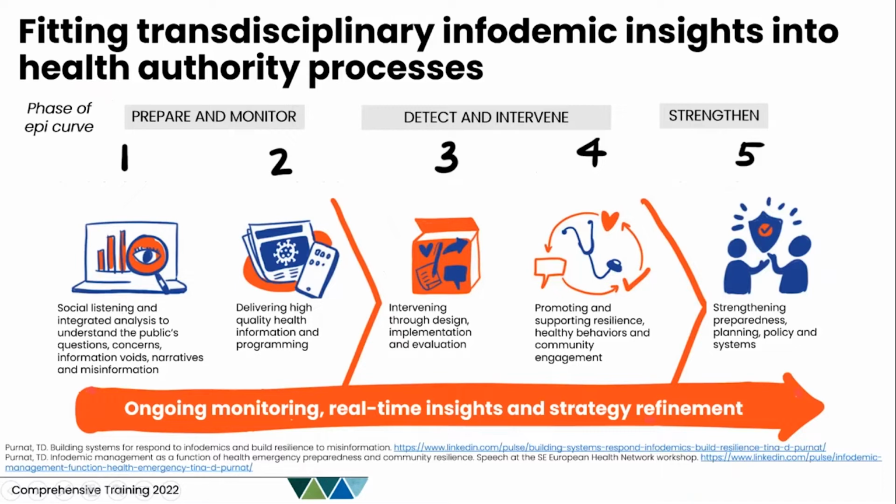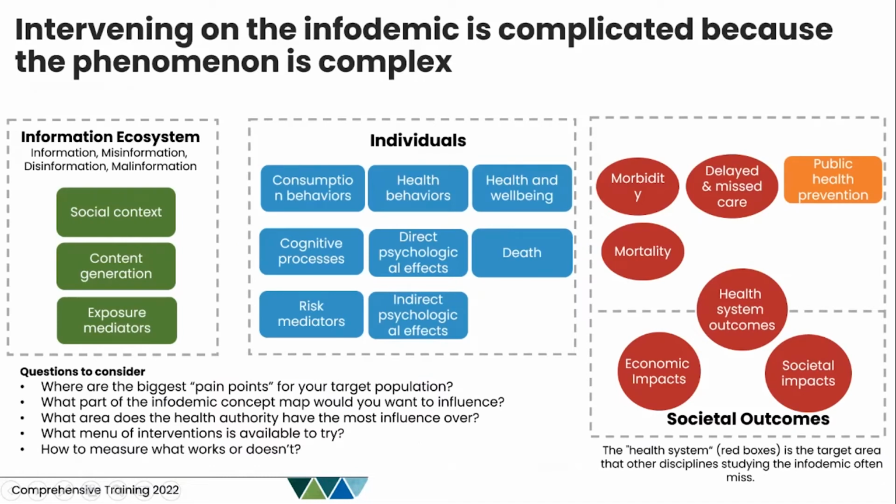The social listening and integrated analysis are really the first step that gather the evidence and the insights in order to be able to then deliver high quality health information and programming, but then also inform interventions and promotion of resilience to infodemic, promotion of healthy behaviors, and also community engagement. And then, of course, we always need to think about how we then strengthen preparedness, planning, policy, and systems through the lessons learned and things that we've learned during our work and practice.